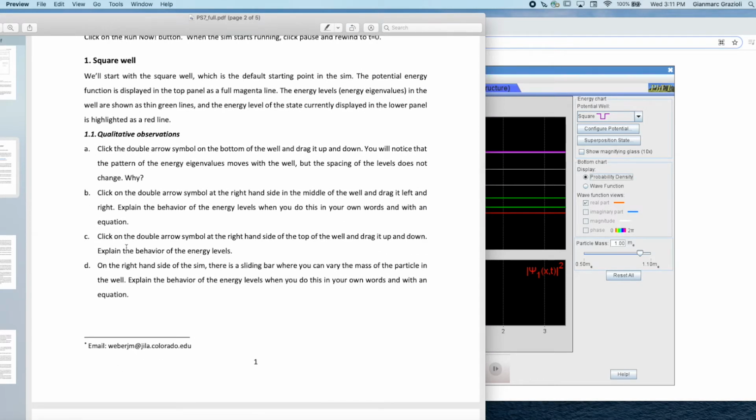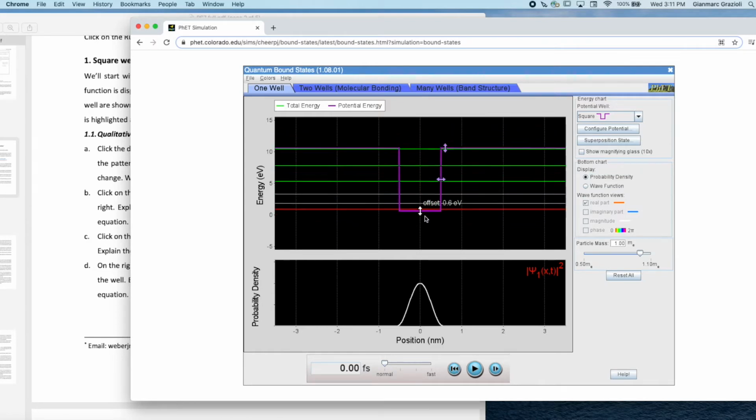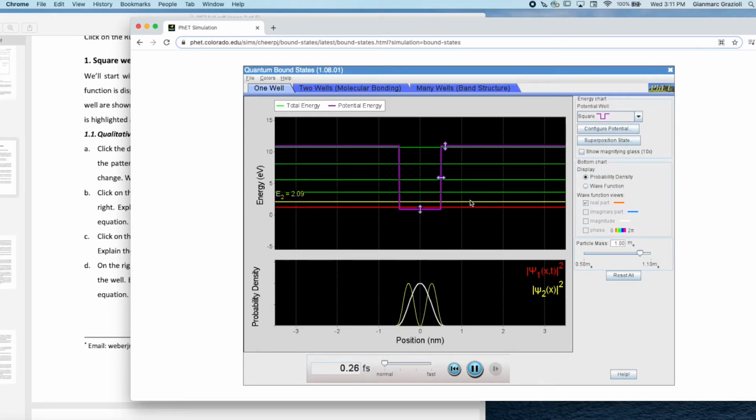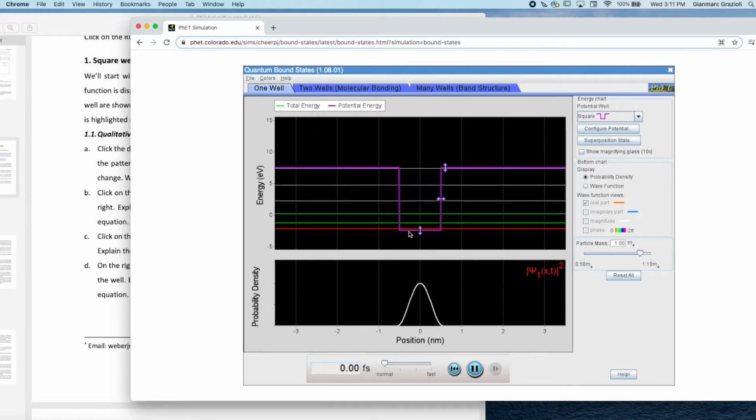If we click the double arrow symbol on the bottom of the well and drag it up and down, what's going on with that? We talked about this a little bit in class 2, but for the sake of completeness, we'll start at the beginning. If I drag this up and down, you note that the values of the energy levels are shifting. Here the ground state is at 1.20, and if I shift this down, I've got it to exactly 0. So if I drag this around, it does change the values of the energy levels, but relative to each other, they don't change.